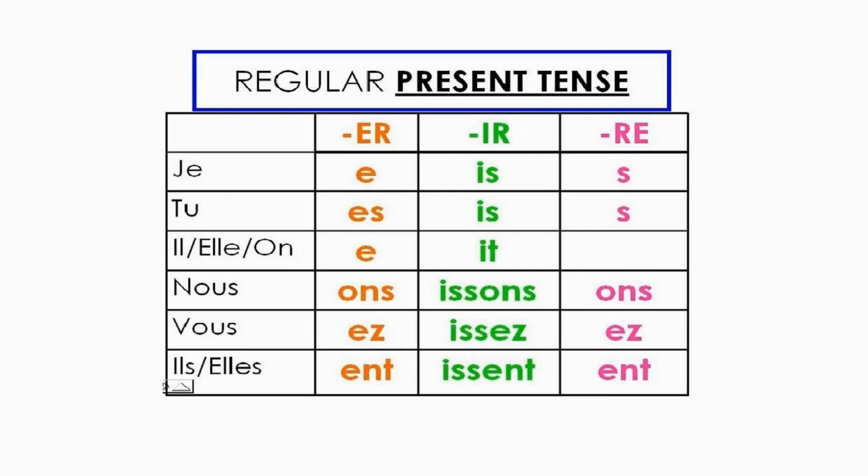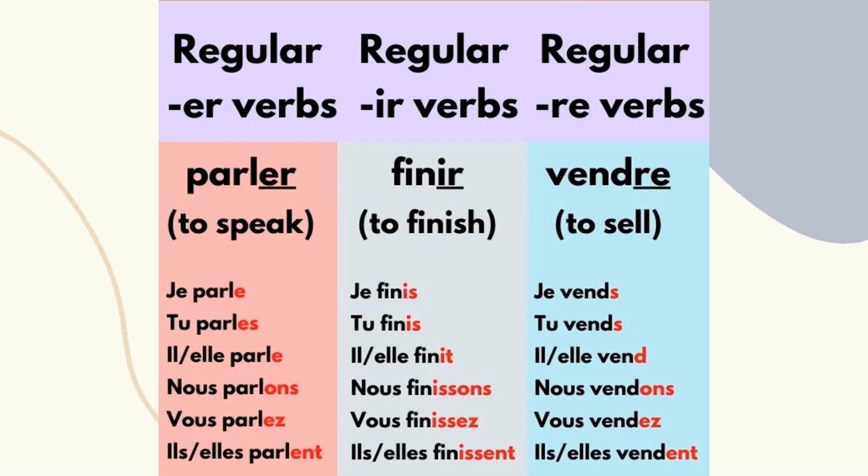So, let's see examples so that it gets more clear. Here we have the examples which I showed you previously. Let us go through them one by one. Parler, which is an ER ending verb and means to speak: we remove ER first, and with je you add E. Je parle, tu parles, elle parle, nous parlons, vous parlez, elles parlent.